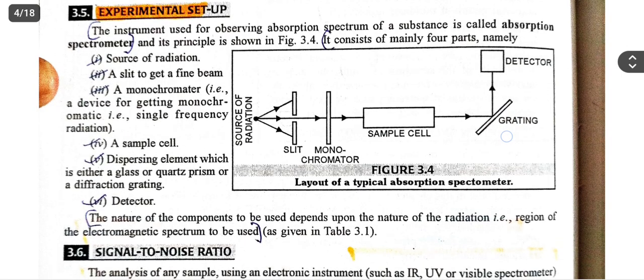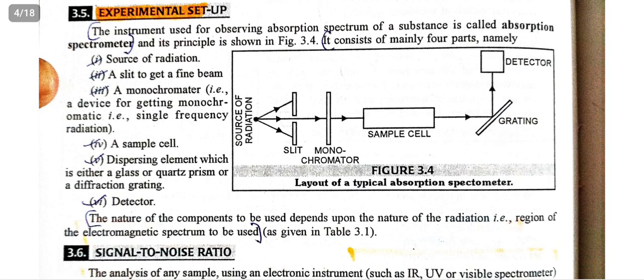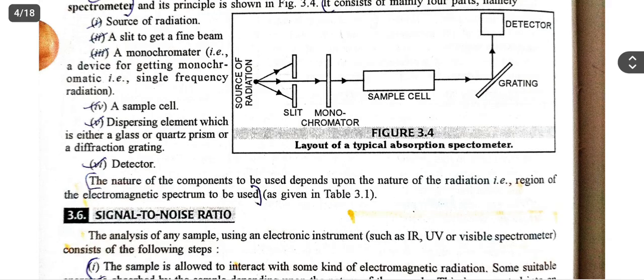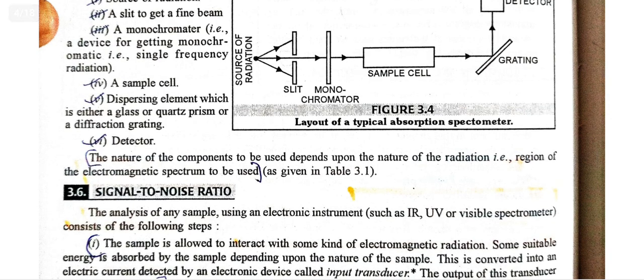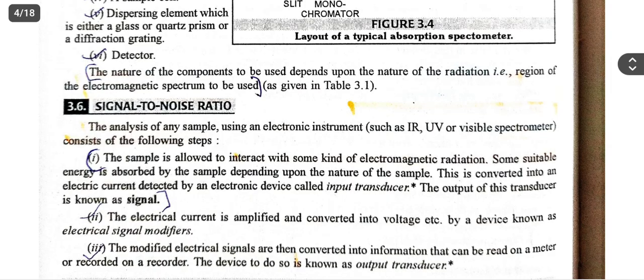Experimental setup. The instrument used for observing the absorption spectra of a substance is called an absorption spectrometer, and its principle is shown in figure 3.4. It consists of four parts: a source of radiation, a slit to get a fine beam, a monochromator, a device for getting monochromatic single frequency, a sample cell, a dispersing element which is either a glass or quartz prism or a diffraction grating, and a detector. The nature of the components to be used depends on the nature of the radiation, the region of the electromagnetic spectrum to be used, and the signal to noise ratio.